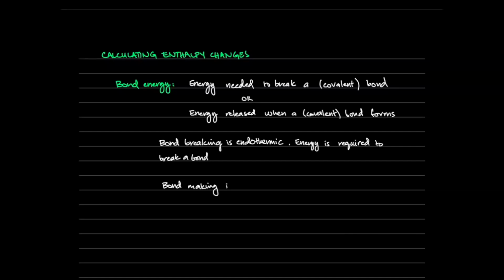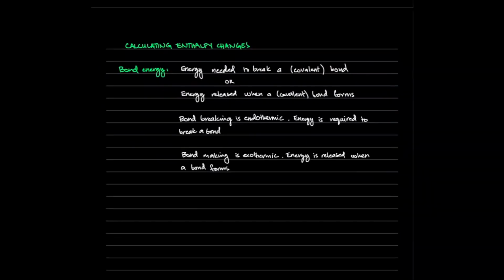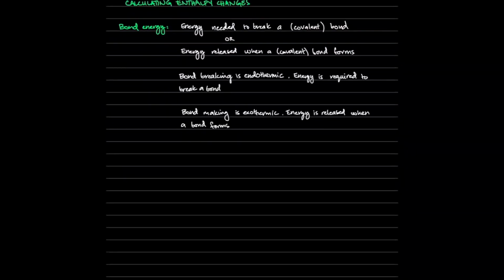So bond making is exothermic. In other words, energy is released when a bond forms. The energy is released when a bond forms. Now, let's look at an example of how to calculate enthalpy changes.